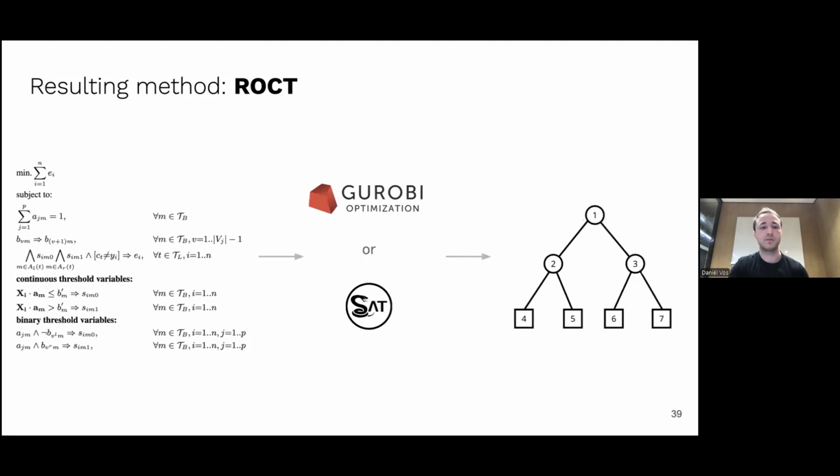In the end, we have a MIP formulation that we can give to Gurobi, for example. We also experimented with MaxSAT solvers. Since I'm from the computer science field, this is maybe dangerous to say here, but we also experimented with that. And if you wait long enough, of course, you get your optimal decision tree.